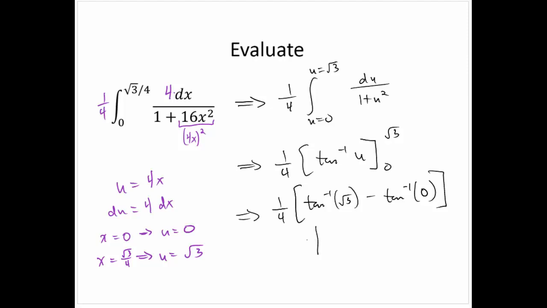So if I draw a reference triangle for that, I'd have to put the root 3 here and the 1 here, and so that would give me a 2, solving the triangle, and I recognize that as being a pi over 3 angle. So 1/4, and let's see, I have a pi over 3, and the arctangent of 0 is 0, and so then we have pi over 12.